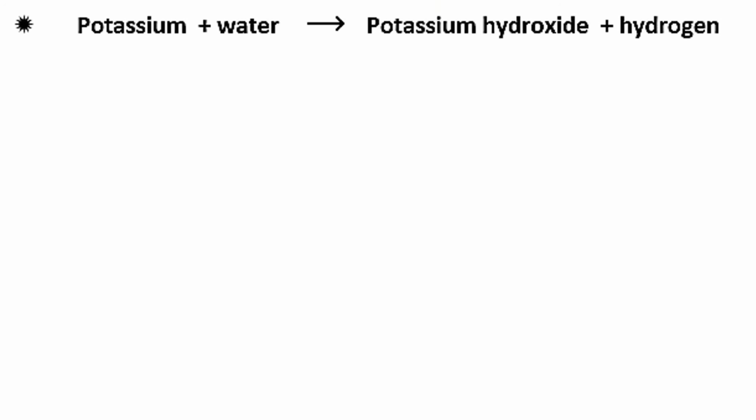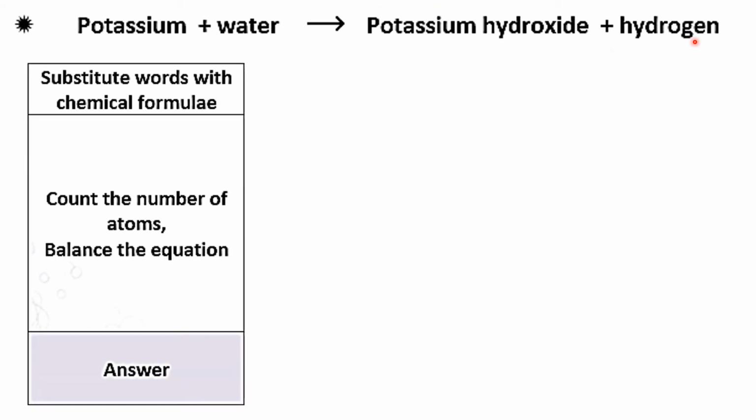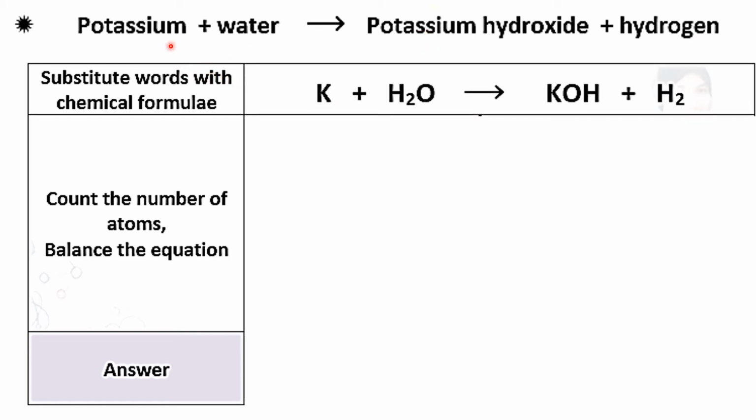Another example, potassium plus water gives us potassium hydroxide and hydrogen. So, first step, change all the words into chemical formula. Potassium is represented by the symbol K. So K here means potassium. H2O, water. KOH means potassium hydroxide. H2 means hydrogen.